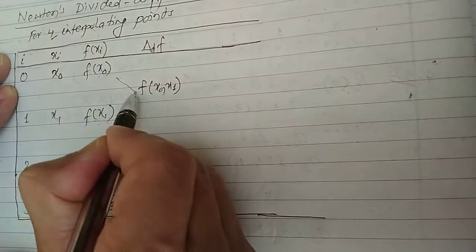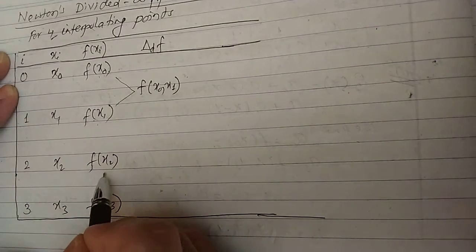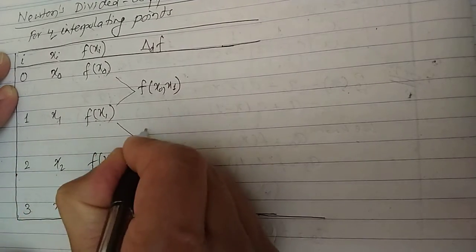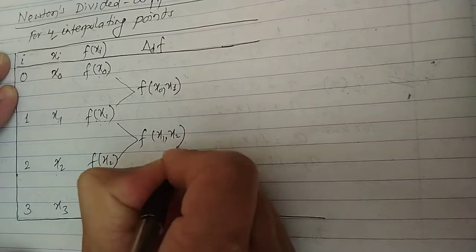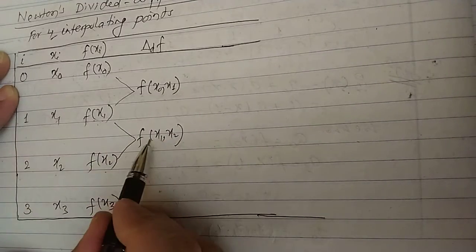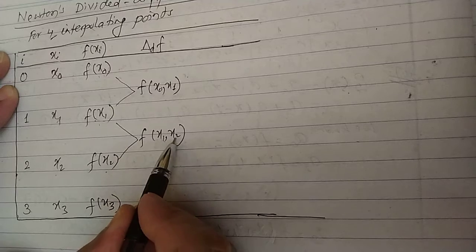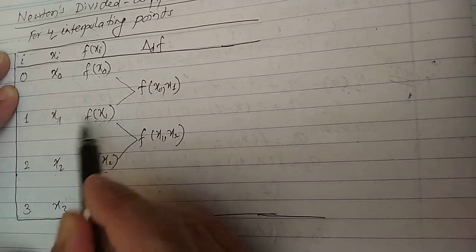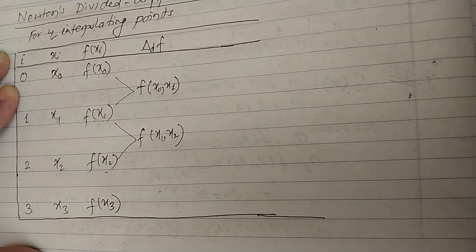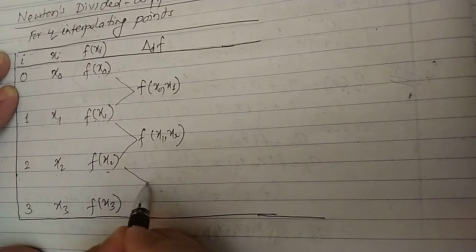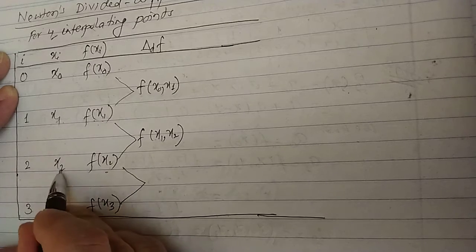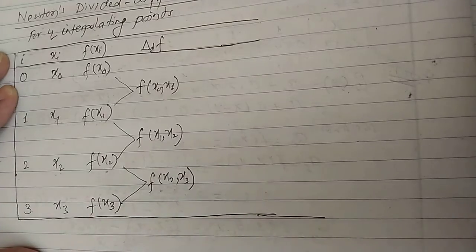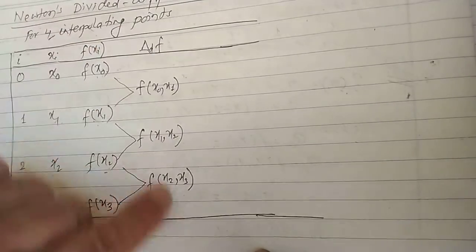Write it here. Similarly, f(x2) minus f(x1) divided by x2 minus x1, and write it here. We'll denote it as function x1, x2. As soon as we see this, we did f(x2) minus f(x1) divided by the range x2 minus x1. So here it is this minus this divided by this minus this. Here also, f(x3) minus f(x2) divided by x3 minus x2. That gives f(x2, x3). All right, this is the first divided difference.